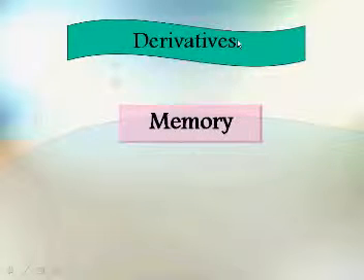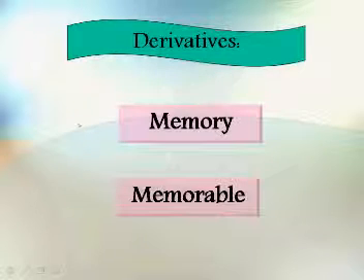And we have derivatives. Derivatives are words that are taken from each other. For example, the word memory. What part of speech is that? Memory is, of course, a noun. If we try to form the adjective of that, that would be memorable. Memory and memorable. This should be easy for you because they look kind of similar, I'm sure. So we have memory and memorable.